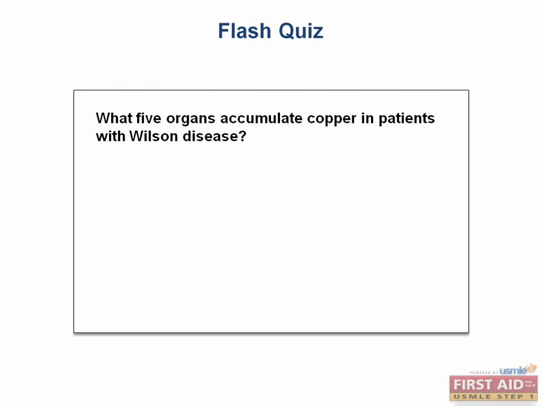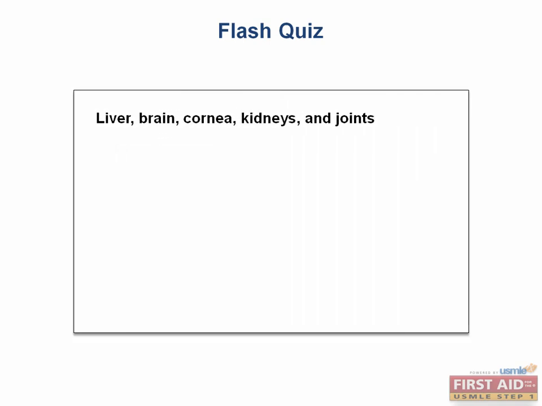Okay, let's do a flash quiz to solidify these facts. What 5 organs accumulate copper in patients with Wilson disease? That's right, the liver, brain, cornea, kidneys, and joints will accumulate copper in patients with Wilson disease.